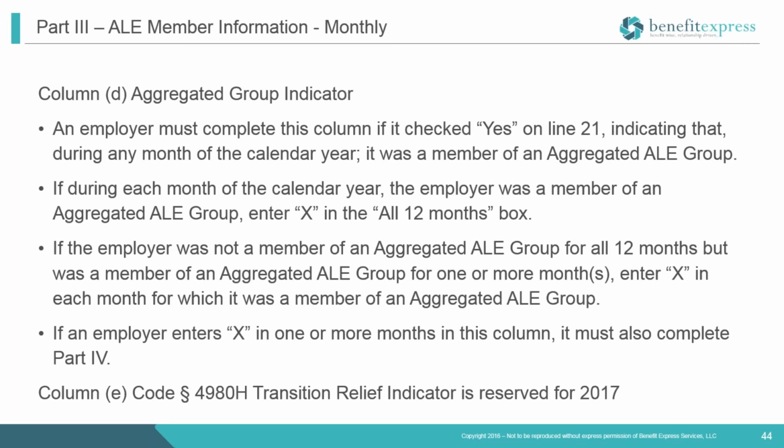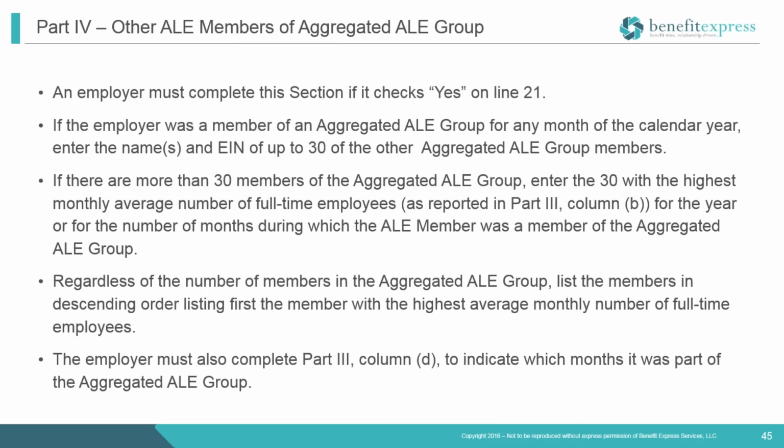If you're a member of a control group, you have to indicate this in column D, put an X for each month you are a member of a control group, and column E is reserved, because in the past it was for transitional rules. If you're a member of a control group, in part 4, as this explains, you have to list all the other members of the control group.